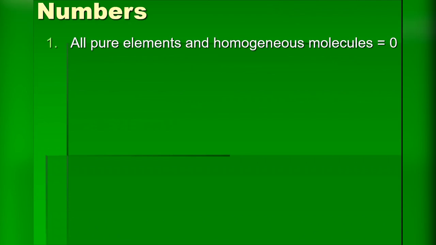All pure elements and homogeneous molecules have an oxidation number of 0. How do we assign oxidation numbers? Rule number 1: if I say sodium metal, its oxidation number is 0. Right? So a pure element always has an oxidation number of 0.